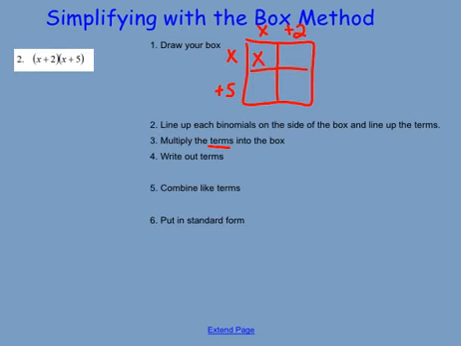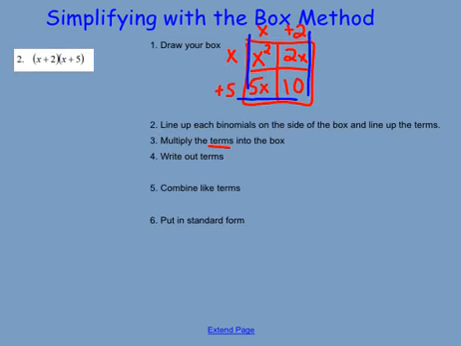X times x, x squared. 2 times x is 2x. 5 times x is 5x. So that's how I'm getting those. And then 2 times 5 is 10. So I'm multiplying everything in this column here by 2. I'm multiplying everything by x here. And then you can see how that works across, right? How I'm multiplying 5 times 2.